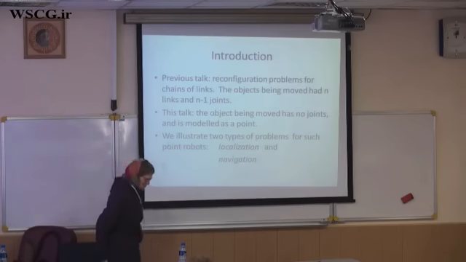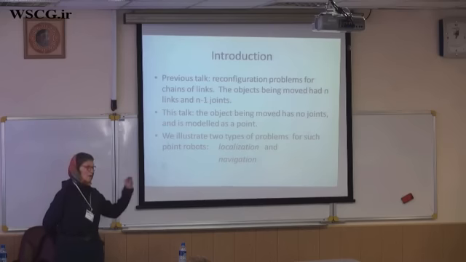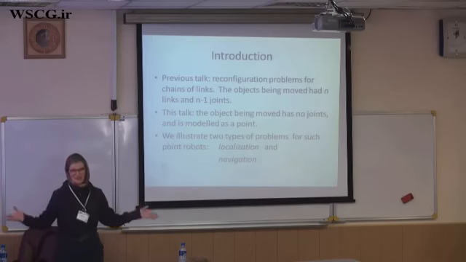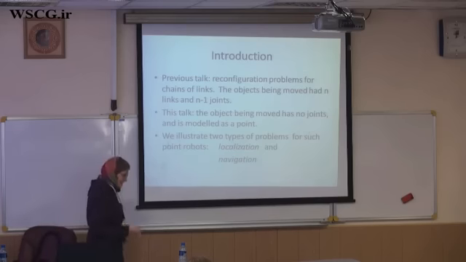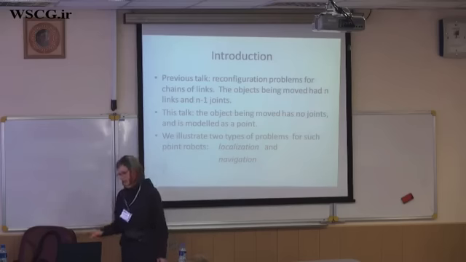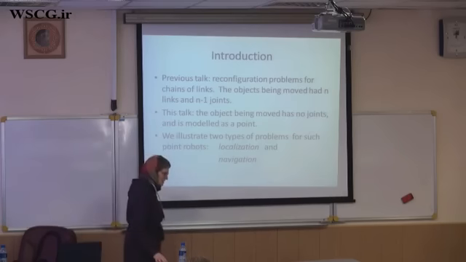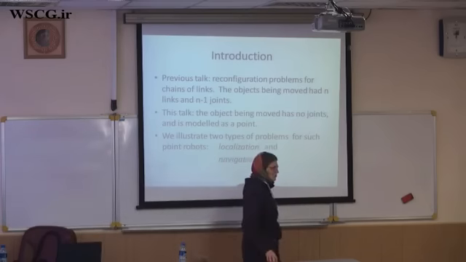That was last time. This time, I'm going to change the model entirely, and we're going to look at robots that are modeled as a point. So they don't have any joints, just a point. And we're trying to move this point around. So in a practical setting, the point could be viewed as a reference point on some robot. And we're specifying how to move the reference point around.